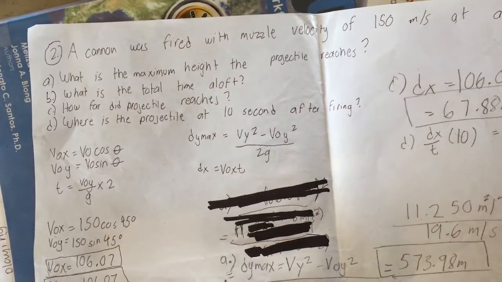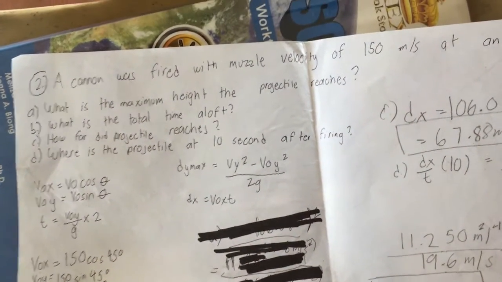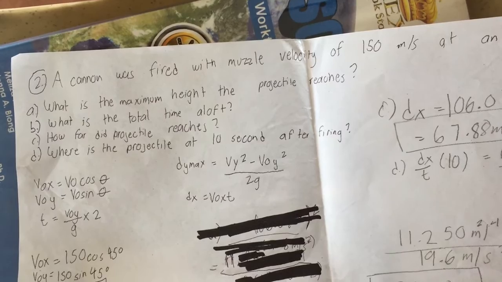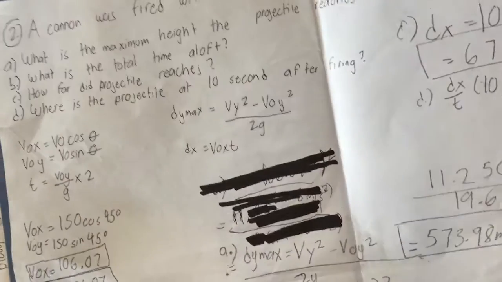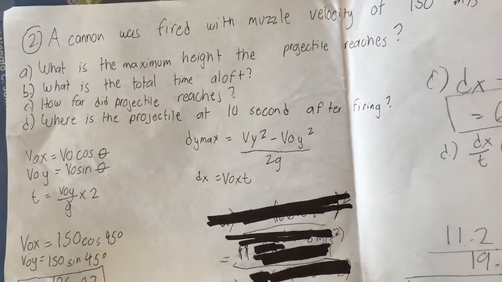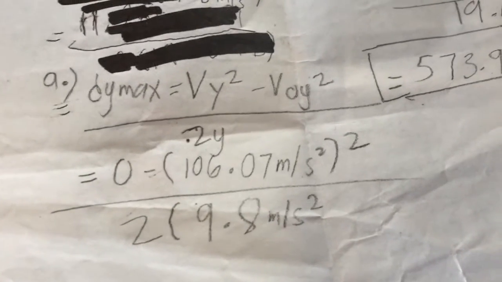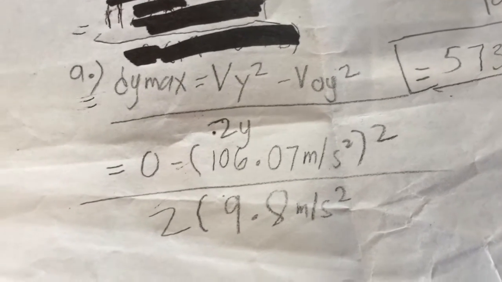So now I am here today with you to discuss the Type 2 projectile. A cannon was fired with a muzzle velocity of 150 meters per second at an angle of 45 degrees. Question number 1. What is the maximum height the projectile reaches?